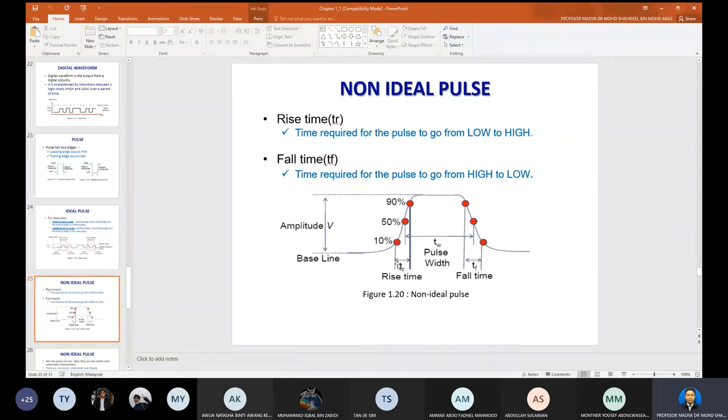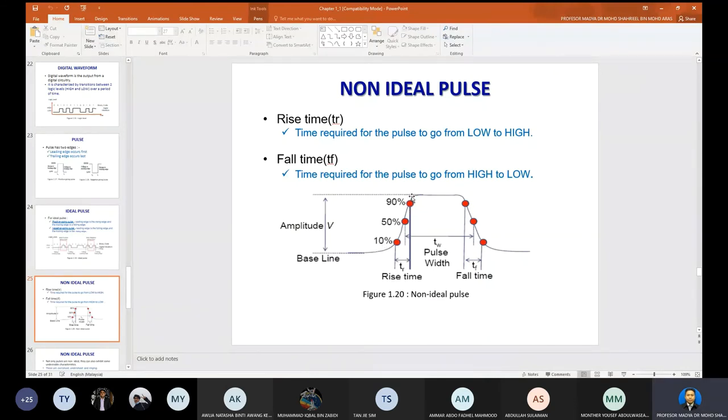This semester you have the lab. Suppose you have a lab. On this lab, you have to use the oscilloscope to measure the pulse. If you zoom using your oscilloscope, maybe you can see like this.